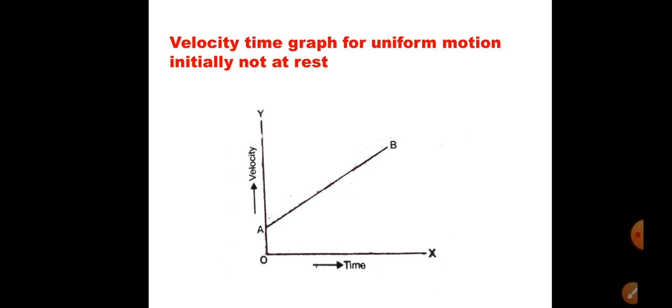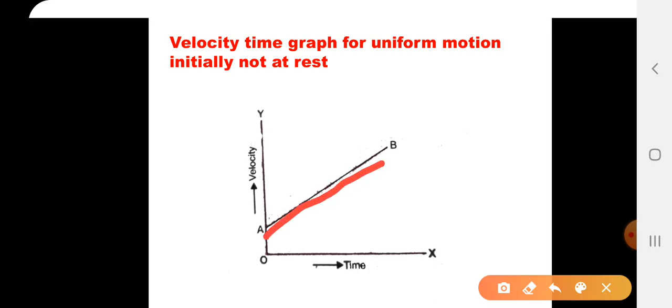As you can see, AB is a straight line which is drawn from A. It is not starting from origin. That is very important. Why is it not starting from origin? Because we are not considering a body at rest. If it is at rest, then it will start from the origin. Okay.